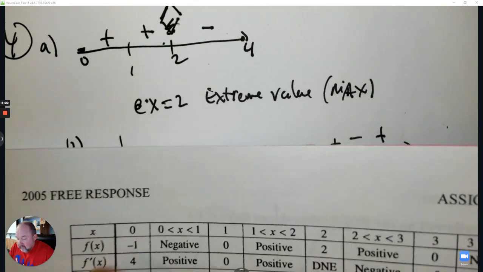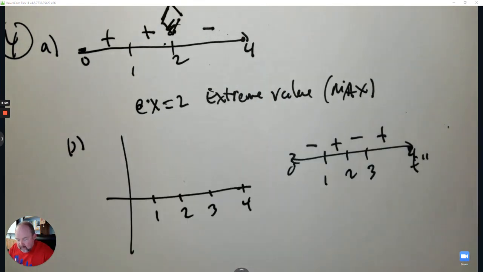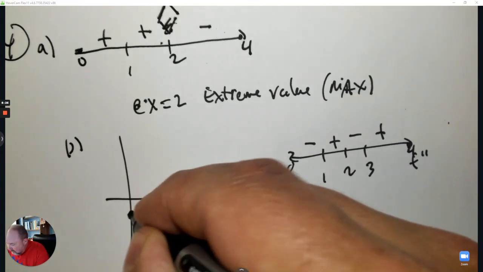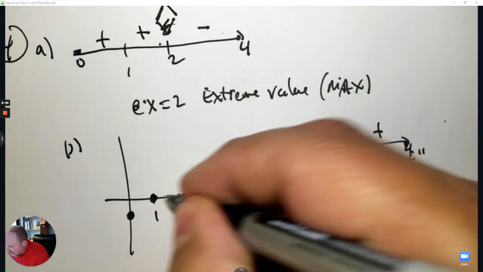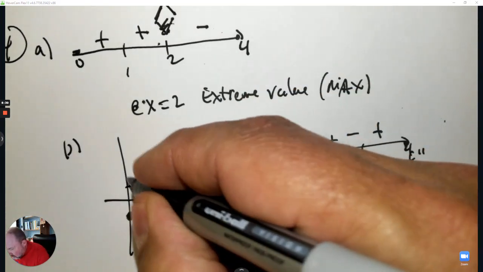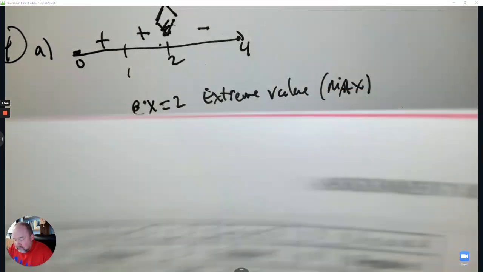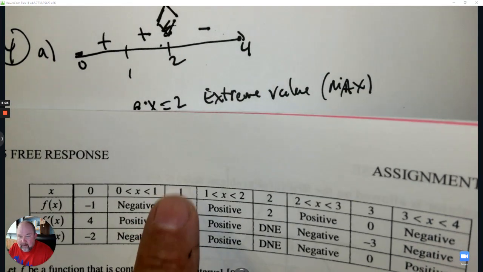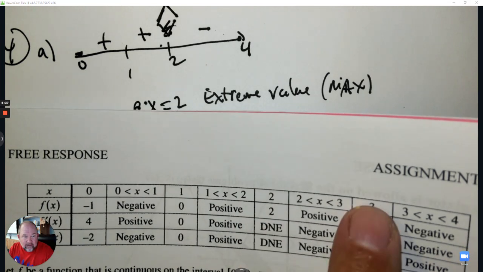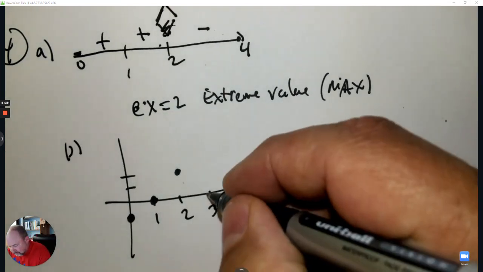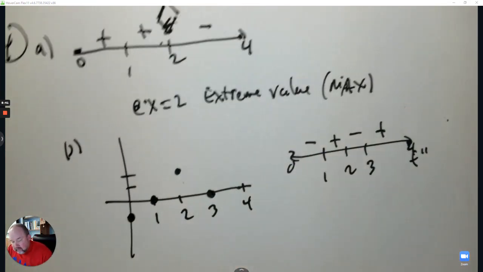So it says f at 0 is negative 1. So I'll put that point on there. It says f at 1 is 0. It says f at 2 is 2. I'm just reading the first row. So f at 0 is negative 1, at 1 it's 0, at 2 it's 2, and then at 3 it's 0. Those are the points I have.